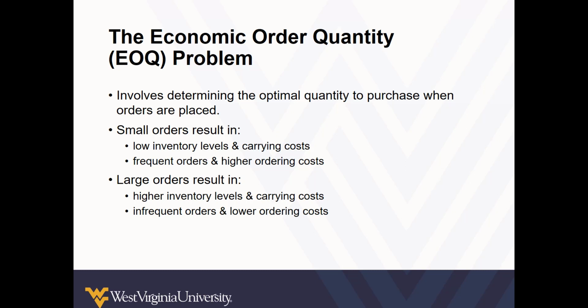The basic model for an EOQ problem assumes 1. Demand for or use of the product is fairly constant throughout the year, and 2. Each new order is delivered in full when the inventory level reaches 0. Keeping in mind that small orders result in low inventory levels and carrying costs, as well as frequent orders and higher ordering costs, and large orders can result in higher inventory levels and carrying costs, but less frequent orders.